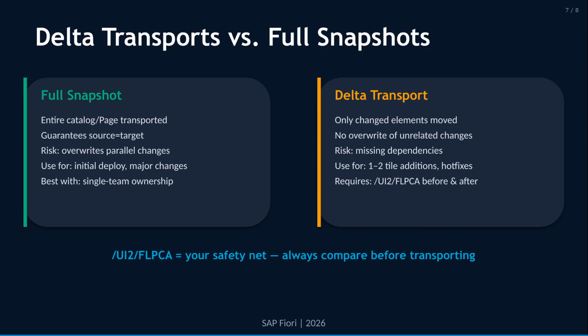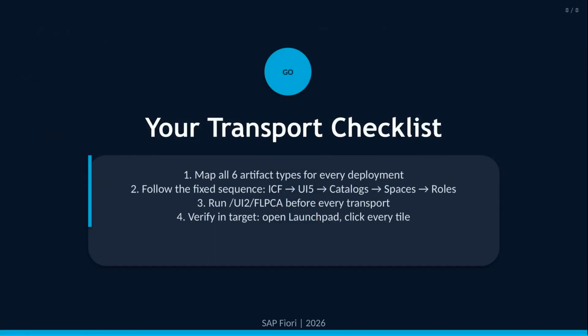The recommended approach is full snapshots for initial deployment and major changes, combined with strict change ownership. For minor updates, adding a single tile to an existing catalog, a delta transport is acceptable as long as you verify in the target system immediately after import. And use the /UI2/FLPCA content aggregation tool to compare source and target before transporting. It shows you exactly what will change.